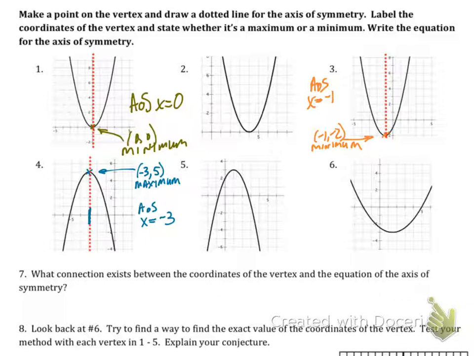Number 6. Number 6 is a tricky one because right about here is where that vertex is, where the parabola starts to change direction. And I'll be a little bit more specific or precise with that, and that's kind of why I want to do this one with you.